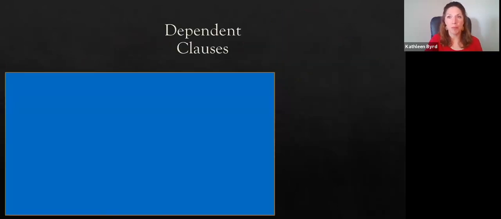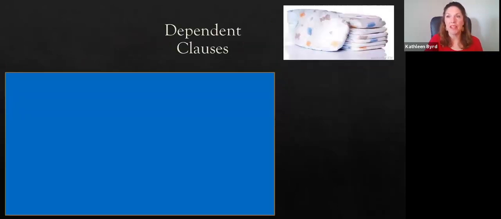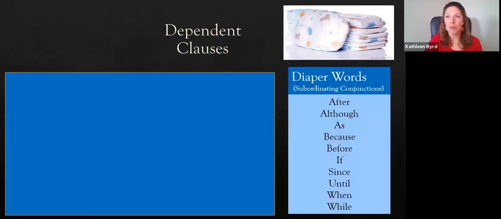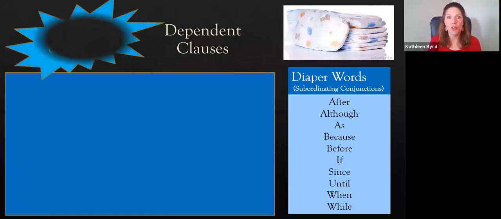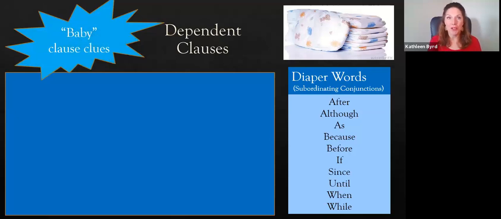Let's do some more on dependent clauses. You can think of these as diaper words. So these are words that are clues. Baby clause clues. They tell us a dependent clause is happening. After, although, as, because, before, if, since, until, when, and while.